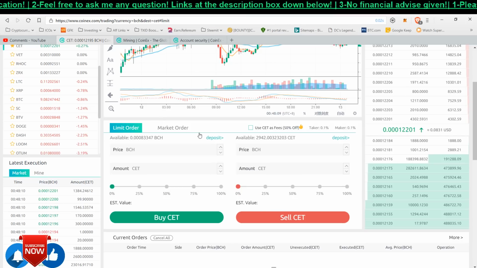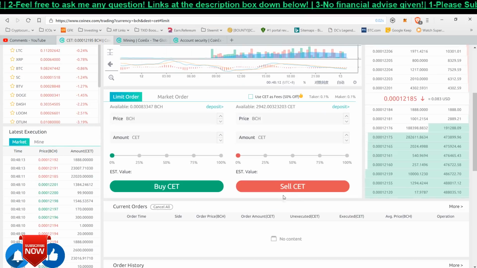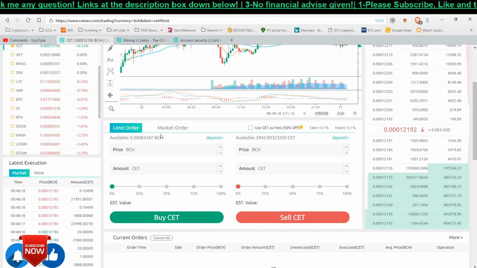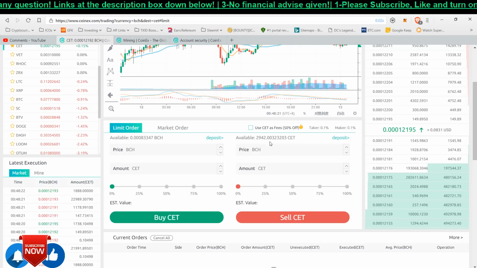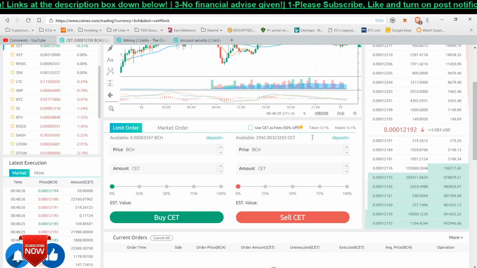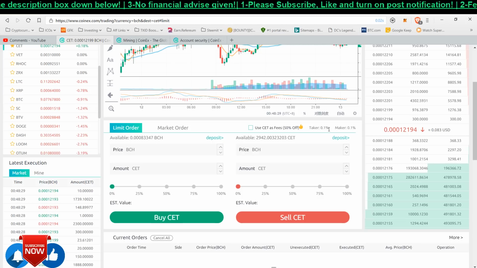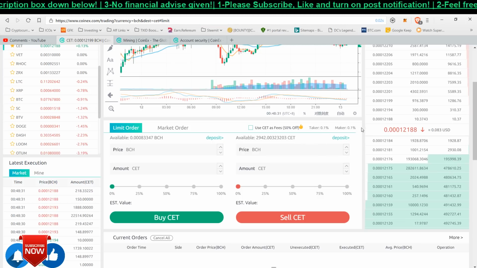So for the limit order, which is more professional, you can pay lesser fee. For the market order, I'm not sure about the fee. I assume that it's still the same 0.1%. Let me explain why it's a taker and a maker. So a taker's fee is 0.1% and a maker's fee is 0.1%, same.